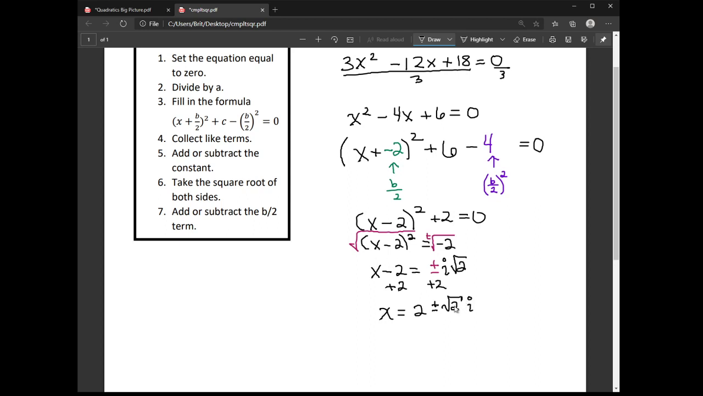Now make sure it's very clear, guys, where the square root of 2 ends, and that the i is outside of it. Some people put what I call a rain gutter on their radical, just to show you where it ends. But there it is. These are two solutions. They are imaginary solutions, but they are the solutions to the equation.